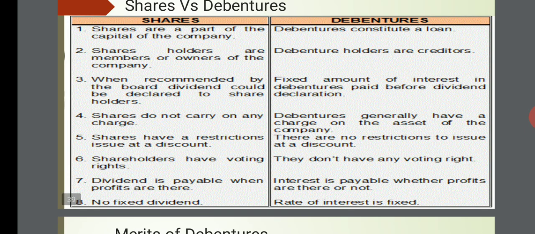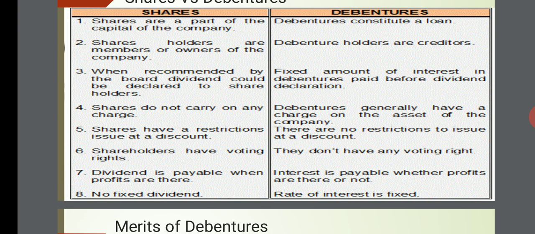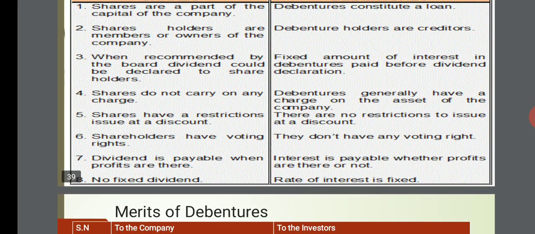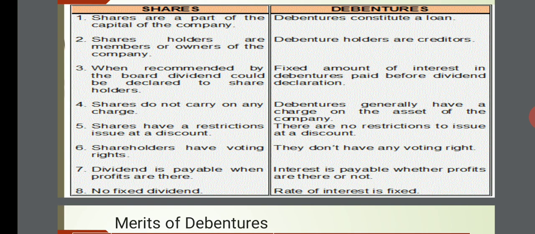Now let us go for shares versus debentures. Shares are a part of the capital of the company. Debentures constitute a loan. Shareholders are members or owners of the company. Debenture holders are creditors. When recommended by the board, dividend could be declared to shareholders, but the fixed amount of interest on debentures is paid before dividend declaration. Shares do not carry any charge. Debentures generally have a charge on the assets of the company. Shares have restrictions on issue at a discount. There is no restriction to issue at a discount on debentures.